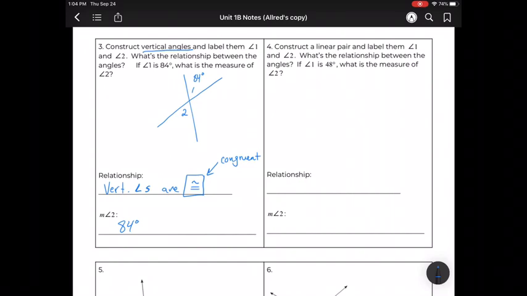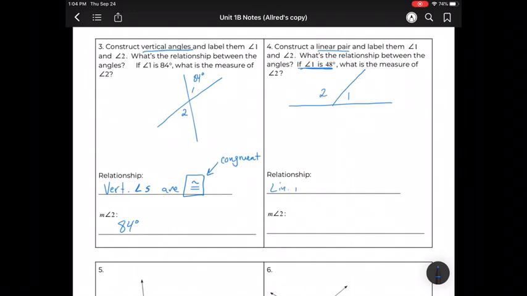Okay, number 4. Construct a linear pair. Well, remember, a linear pair are adjacent angles that kind of form this straight line. So I'm going to draw that as a straight line. I'm going to have one angle coming up here like that. All right, I'm going to name one of these angles angle 1. The other one is angle 2. Now, I put 1 as the smaller angle because later in the problem it says angle 1 is 48 degrees. So I want to make it look kind of like my problem. It does say first, what is the relationship between the angles? Well, we know they are to be a linear pair.